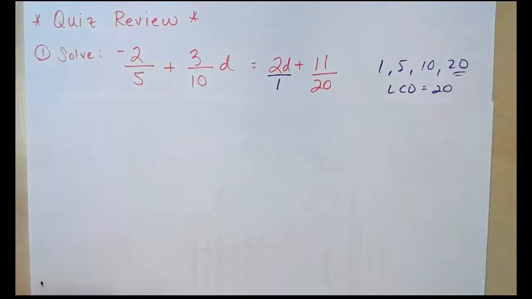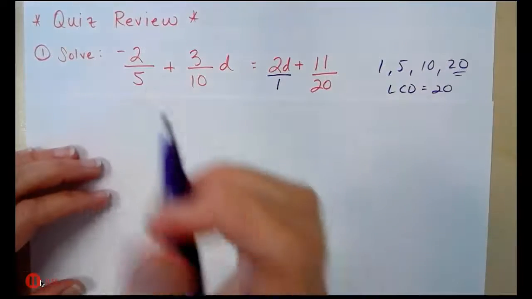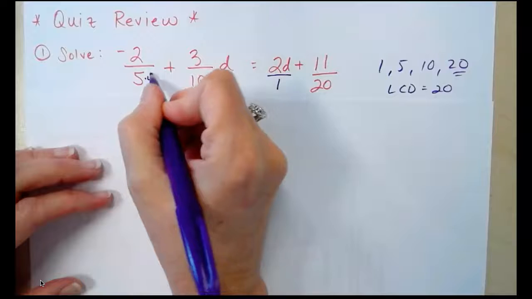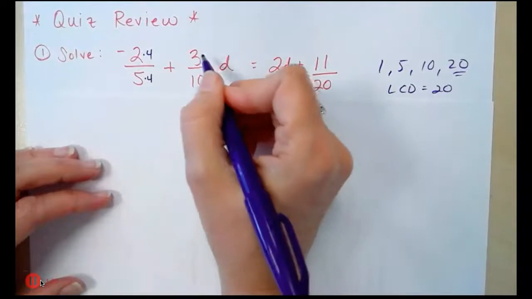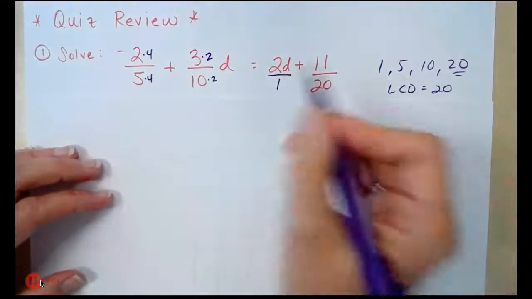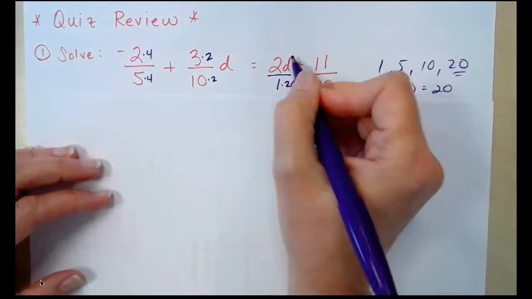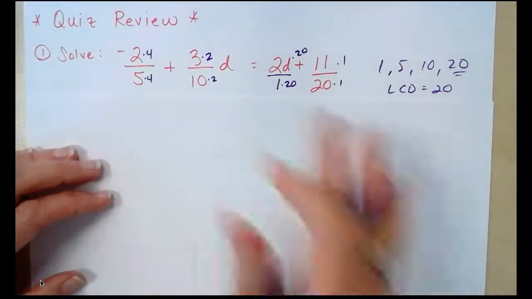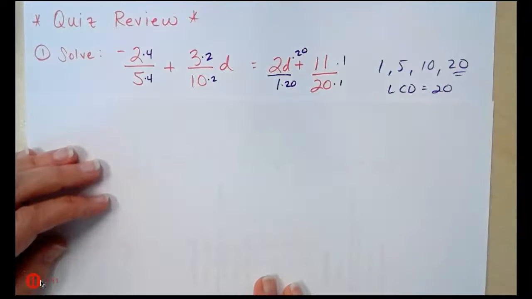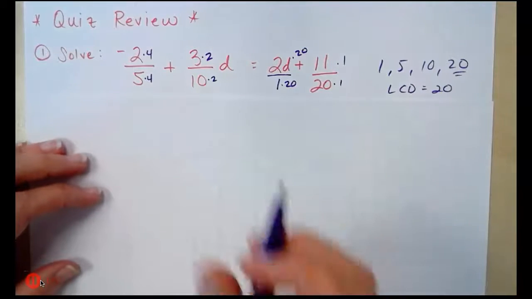So we are going to multiply in order to get that common denominator. 5 times 4, multiply the top as well. 10 times 2, multiply by the top as well. 1 times 20, multiply by the top. And then 20 times 1. This establishes our common denominator all the way across the entire problem.